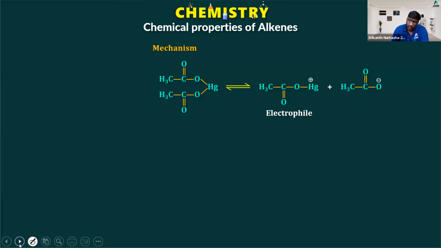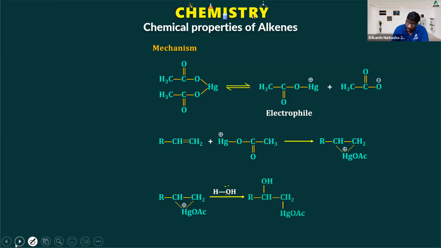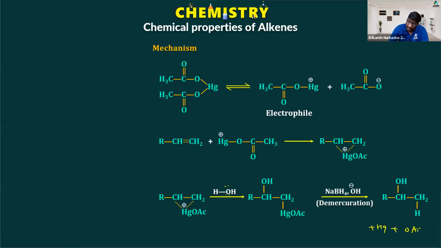CH3C=O Hg plus will attack, forming a 3-membered ring structure, RCH(HgOAc)CH2. Water acts as a nucleophile, a lone pair of electrons on oxygen attacks, so you get RCH(OH)CH2HgOAc. This is treated with NaBH4, OH minus. Demercuration happens, so hydride ion attacks this particular carbon, and Hg and OAc minus are lost. This was the mechanistic approach.